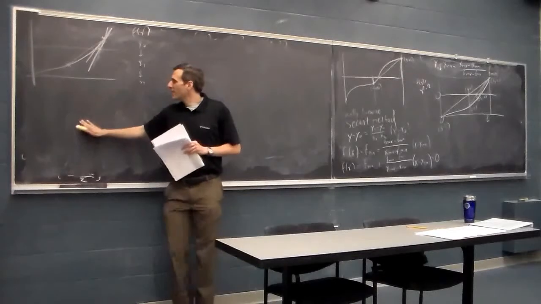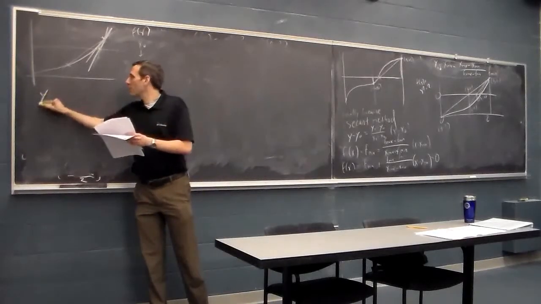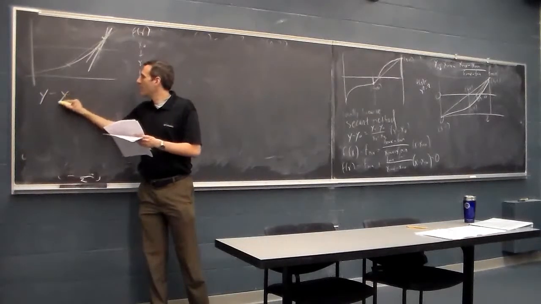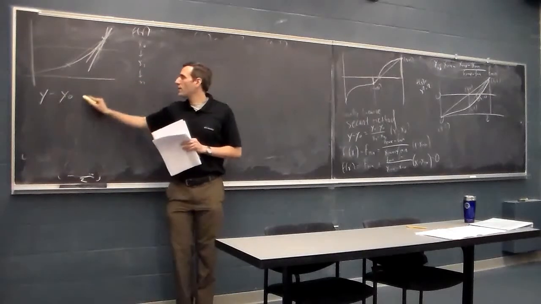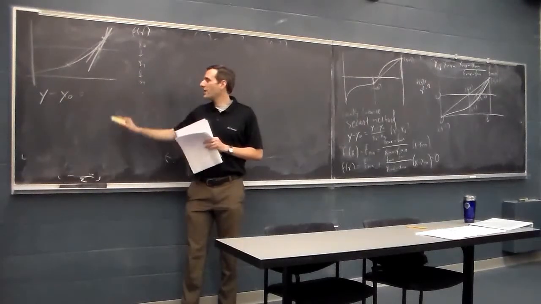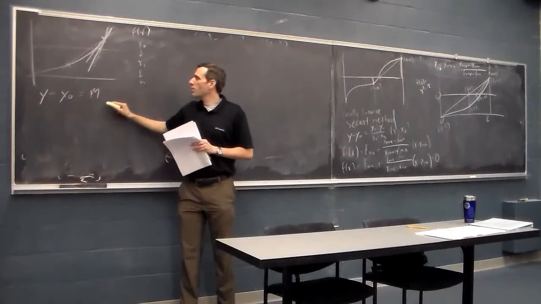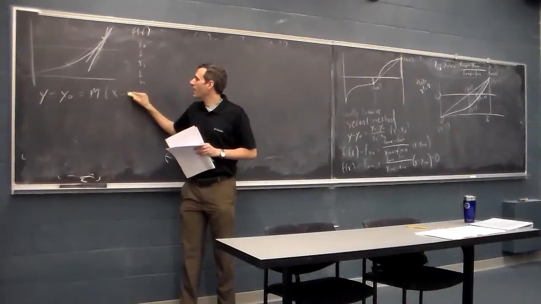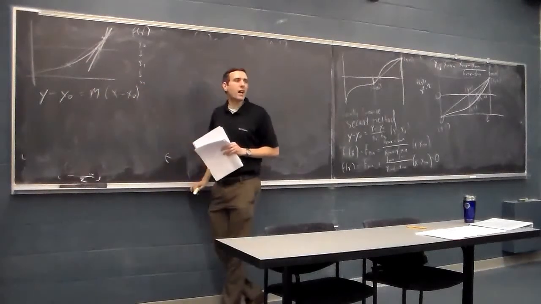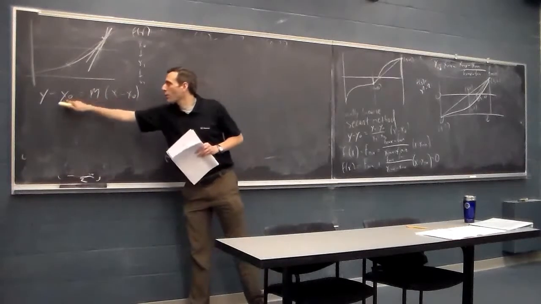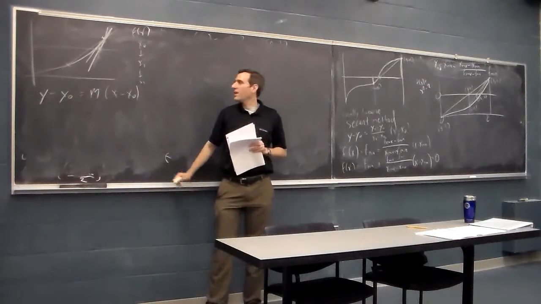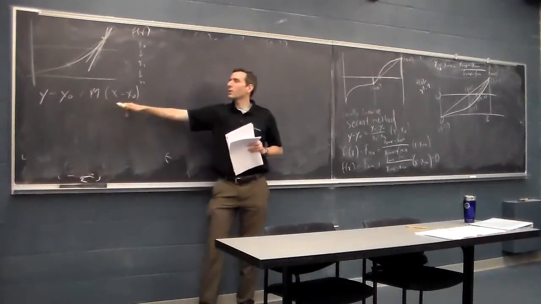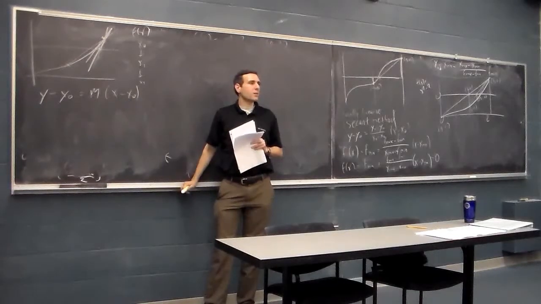So we can use a slightly different formula for the line than before, and say that in the general case, if we've got a point x0, y0, and we know the slope of the line, let's call it m, then an equation for the line passing through point x0, y0 with slope m is going to be y minus y0 equals m times x minus x0.